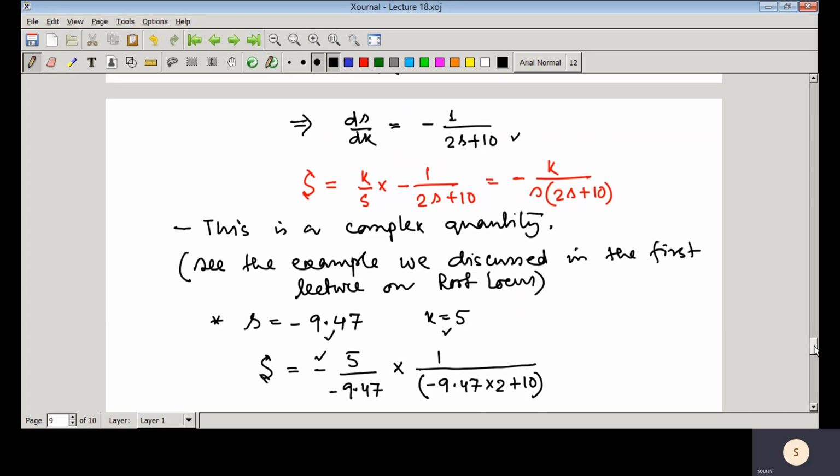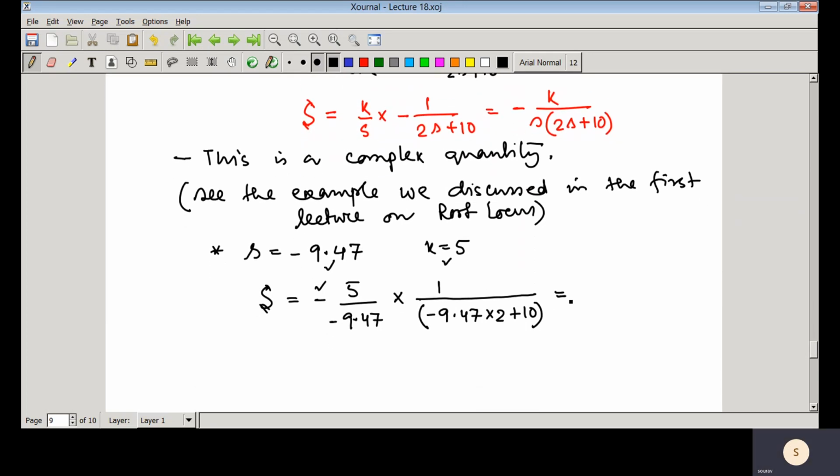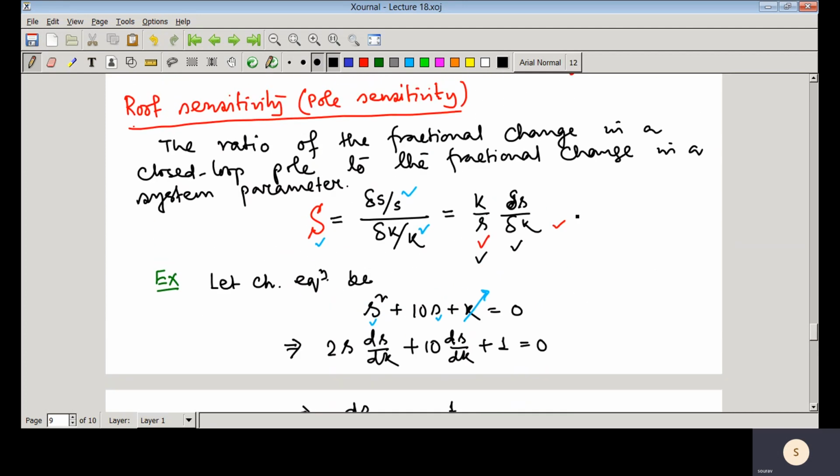So if you calculate it, you will get that value equal to 0.059. So this is that root sensitivity. And if you look at that root sensitivity expression, what will you get? You can write it here: K into S, that is delta S, the change in that root, and this is delta K, the change in K.